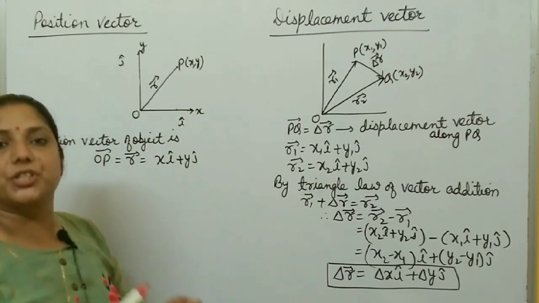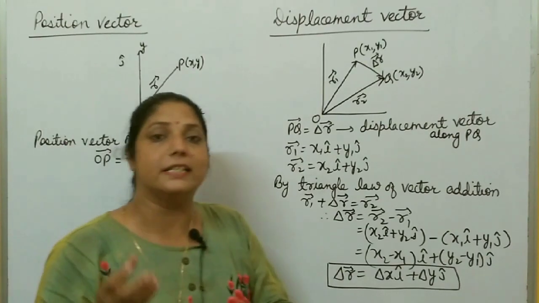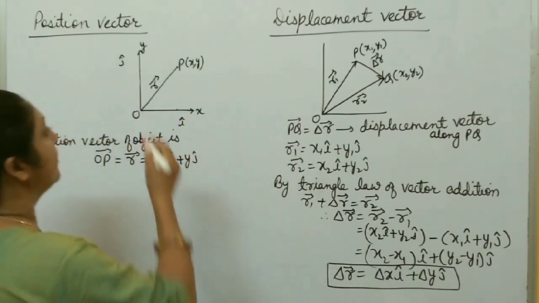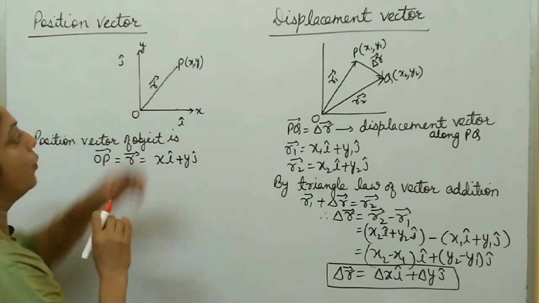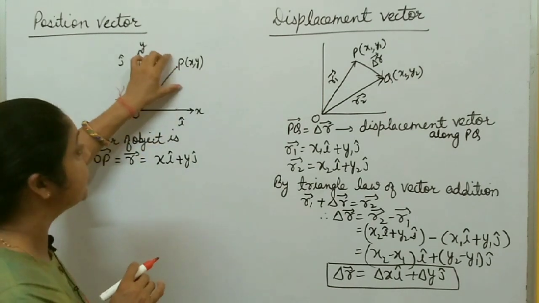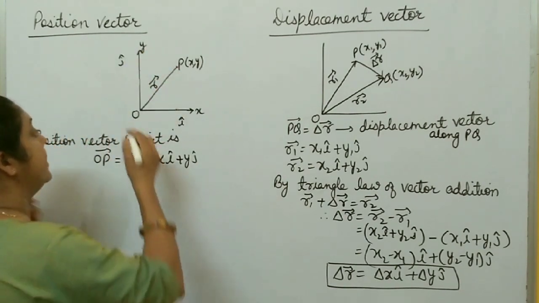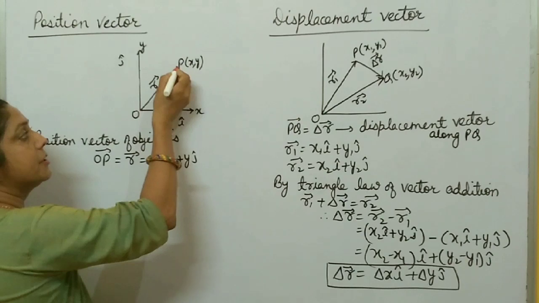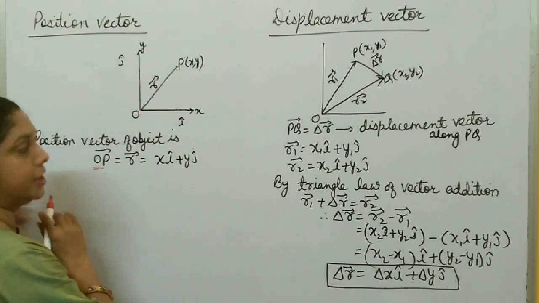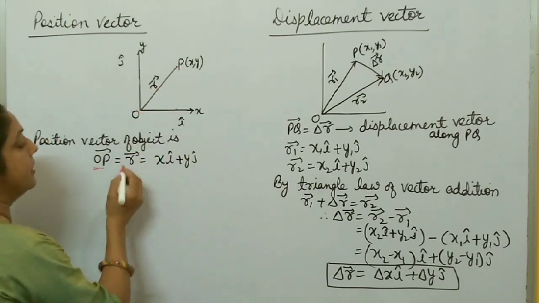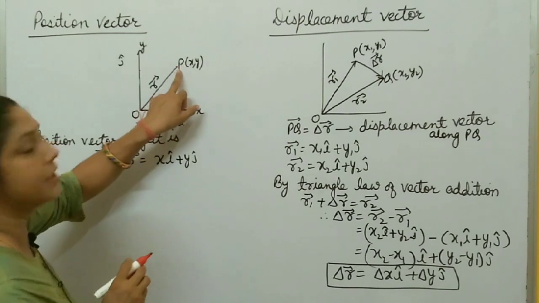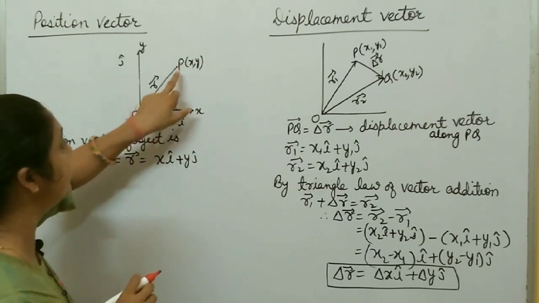What is this position vector? The position vector tells about the position of an object at any point. Suppose the object is at point P. What is the position vector of this object? The distance from the origin to this point is the position vector. It means OP is the position vector, and it is denoted by vector r. So this represents the position vector of point P, the distance from the origin to this point.